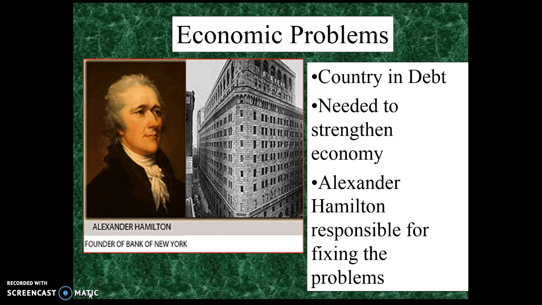So one of the reasons we even had the Whiskey Rebellion is because Alexander Hamilton has a big plan for how we're going to get the country out of debt. As we talked about with the Articles, we're in a massive debt because we were unable to tax under the Articles of Confederation. So he needs to strengthen the economy. So Alexander Hamilton, as the Treasurer of the United States, is going to create a plan to fix these problems.